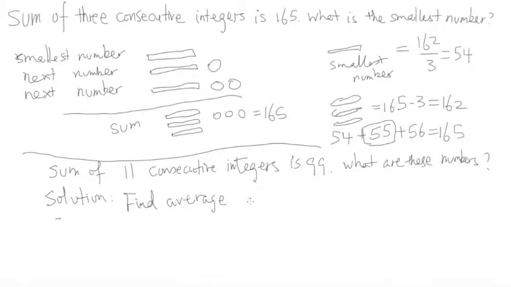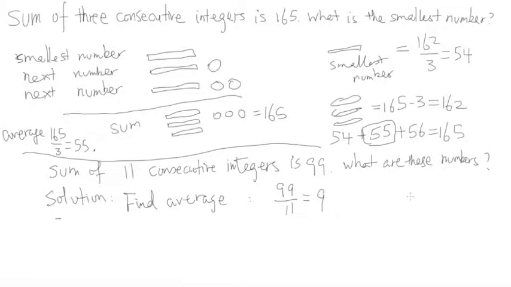In this case, the average is 99 divided by 11, which equals 9. And in the previous problem, the average is 165 divided by 3, which is 55. And you see what happens when we find the average? The average is going to be the middle number. So once we find 55 as the average, then the other numbers are 54 and 56.